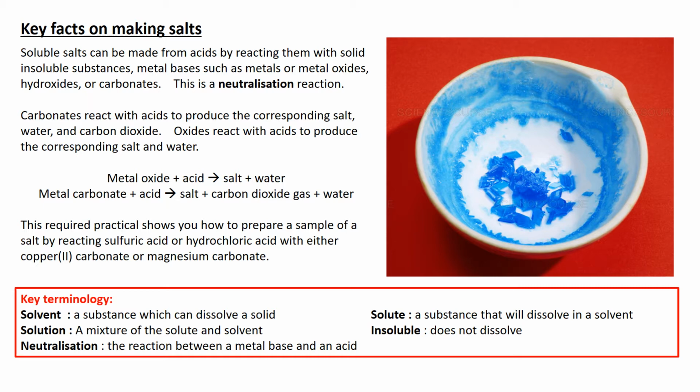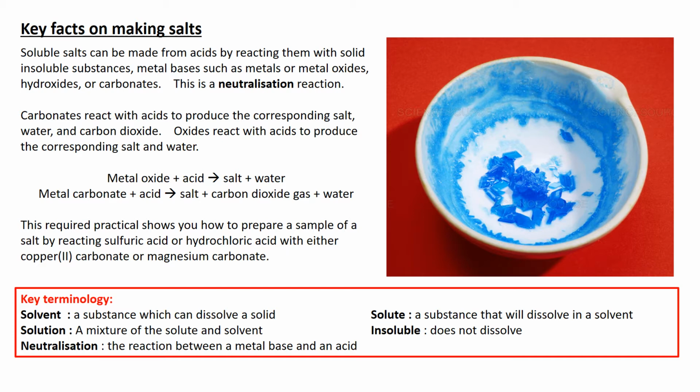And this practical specifically looks at how to produce and prepare safely a salt by reacting sulfuric acid with either copper carbonate or magnesium carbonate. Okay, and there's some key terminology. And I would suggest, if you're not 100% clear on these, that you have these written down. So solvent, solution, neutralization, solute, and insoluble.